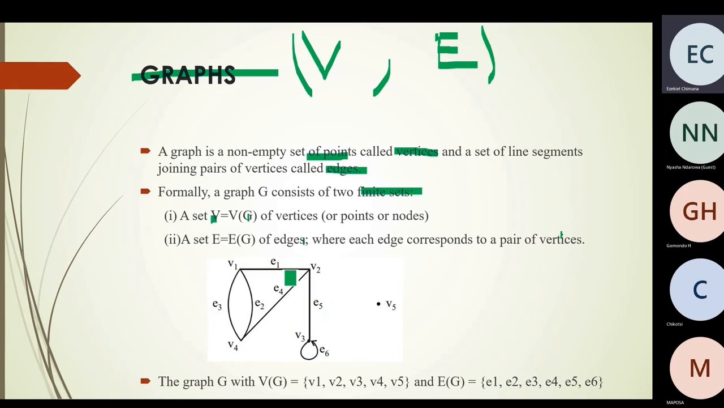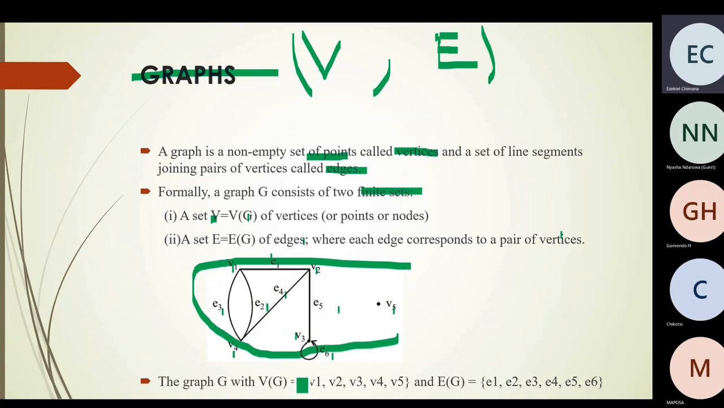So like here, we've got V1, V2, V3, V4, V5 as our vertices, and we've got E1, E2, E3, E4, E5, E6 as our edges. So the graph G, we are referring to this graph, with V of G being V1, V2, V3, V4, V5, and E of G, which are our edges, E1, E2, E3, E4, E5, and then E6. So this one is what we call a graph. We've got a set of edges and a set of vertices.